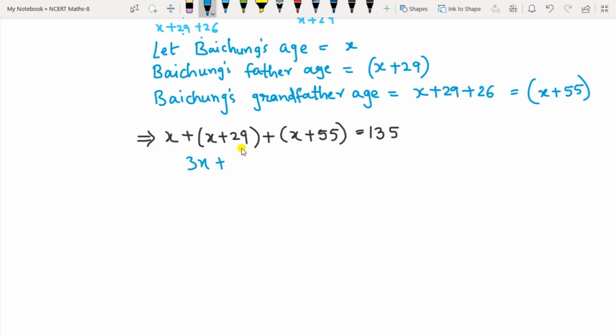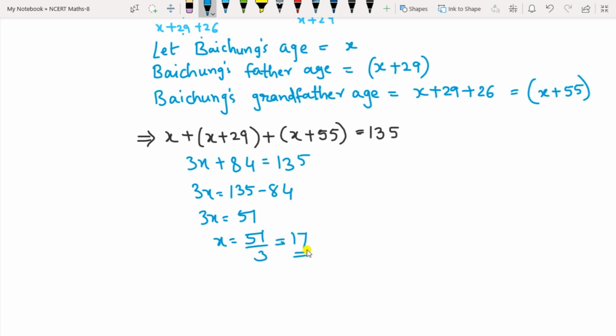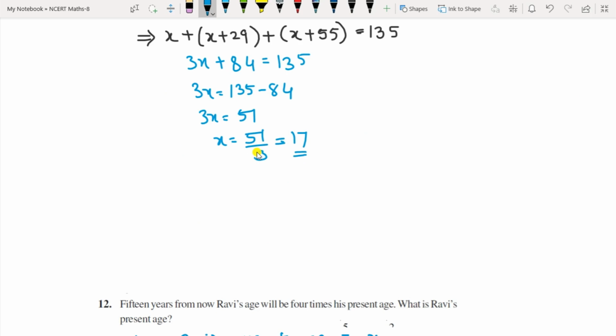Okay, you need to find the ages of each of them. So 3x are there, 1 2 3. So this is 3x plus 29 plus 55, which gives 84. The total is 135. So 3x equals 135 minus 84. So 3x equals 51, x equals 51 by 3, that equals 17. Value of x is 17.